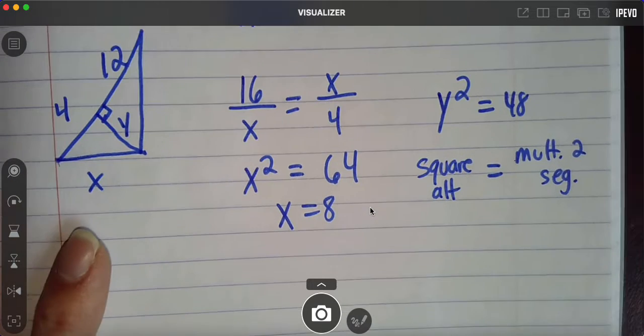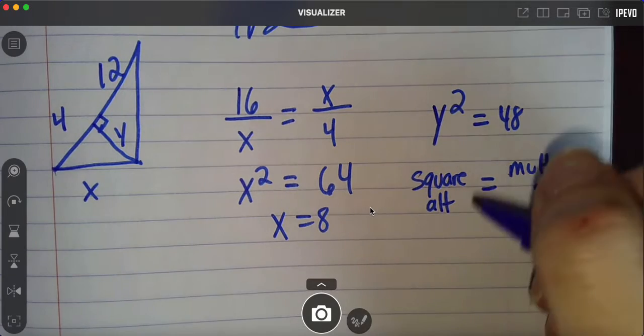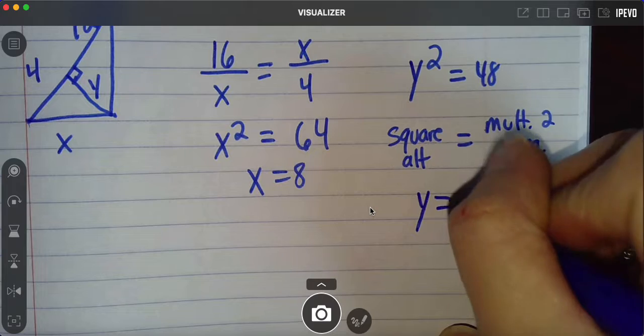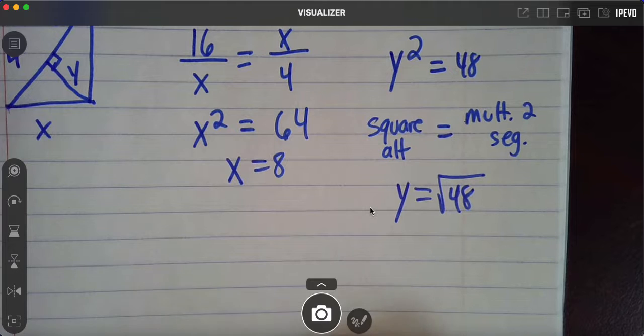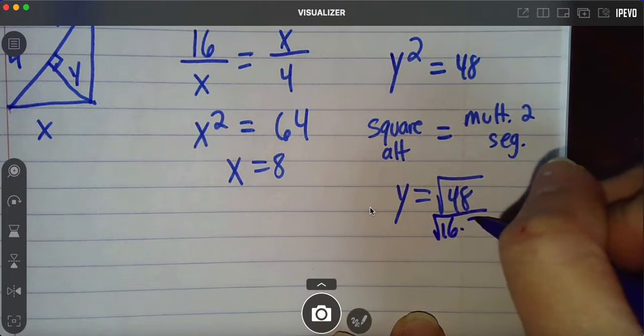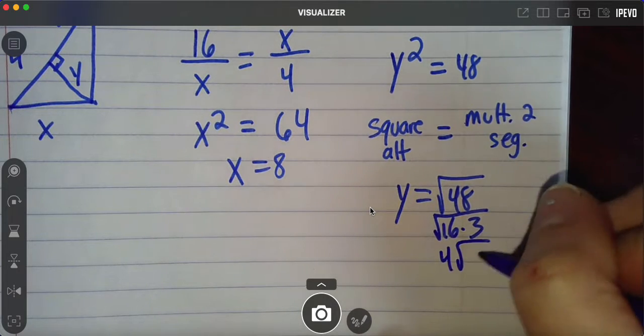Now, how would I solve that? Y squared equals 48. How do I solve for y? When you have a square, what's the opposite of squaring something? Square root it. So y equals the square root of 48. Is there a perfect square that goes into 48? 8's not a perfect square. 4 does go into 48, but a bigger number? 16 and 3. 16 times 3. The square root of 16 is 4, so my answer would be 4 square root of 3.